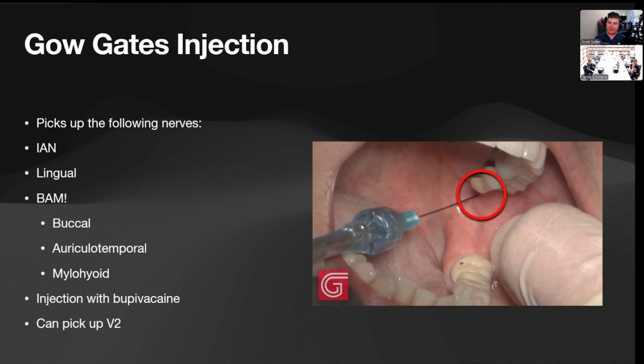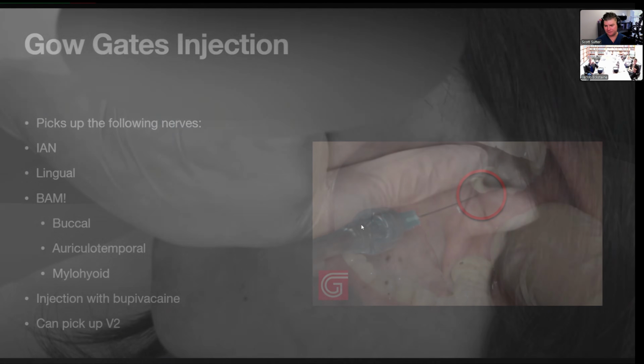But the other thing to note, just as we talked about when we were talking about PSAs, depending on the patient's anatomy, sometimes they will pick up, if you do a PSA, sometimes you'll pick up the IA as well. Same thing with the Gow Gates. Depending on their anatomy, sometimes you'll actually pick up the V2. So don't be surprised if every now and then when you give one of these, they say, oh, my ear's numb, my eye's numb, kind of my upper lip is numb. That's a normal thing that happens here.